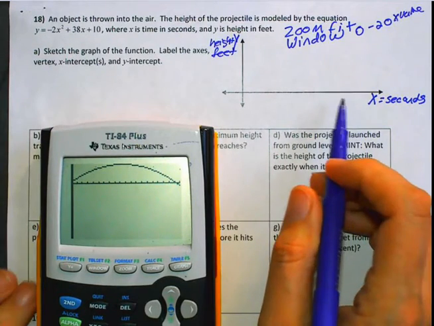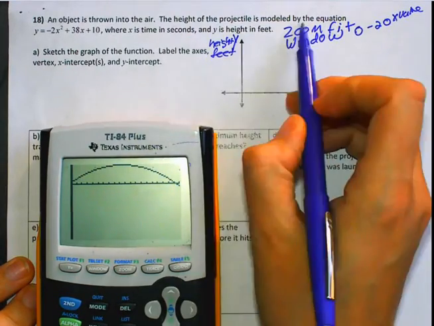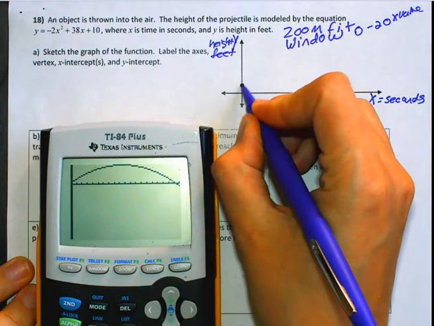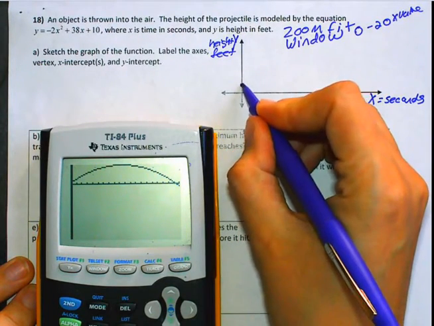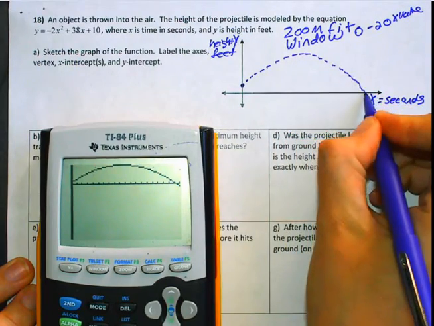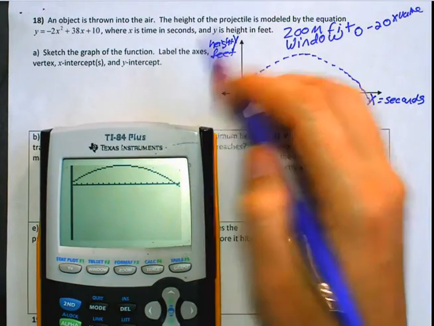All right, so it says sketch this. So we know here that it's going to start at 10 feet off the ground, and then it's going to go up and then back down. And then it says label the x and the y intercepts.